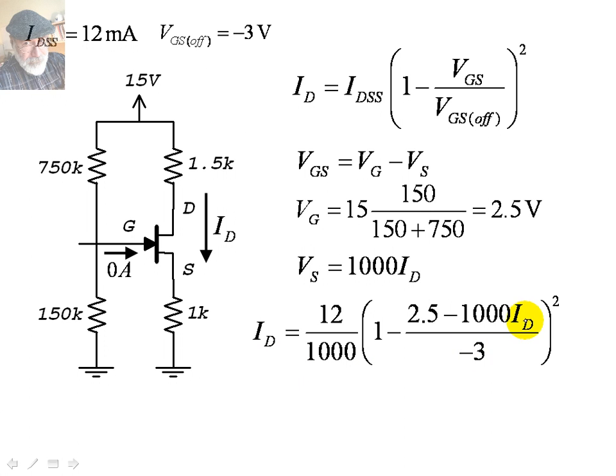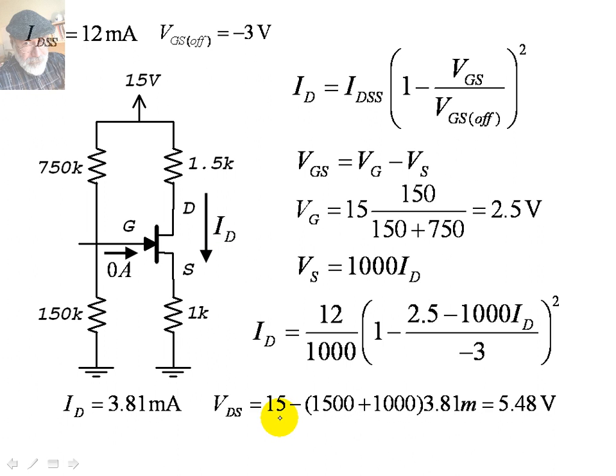This is a quadratic equation with only one unknown, the drain current. We solve it, and we find that the current would have to be 3.8 milliamps if it's true that this transistor is in saturation. How do we demonstrate the transistor is really in saturation?